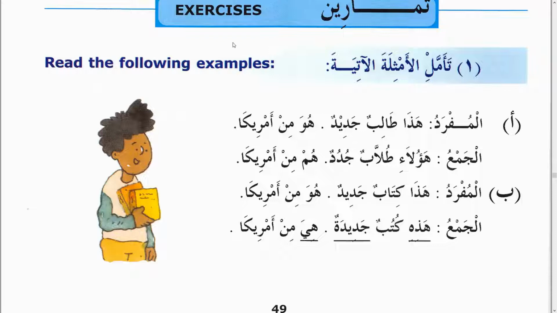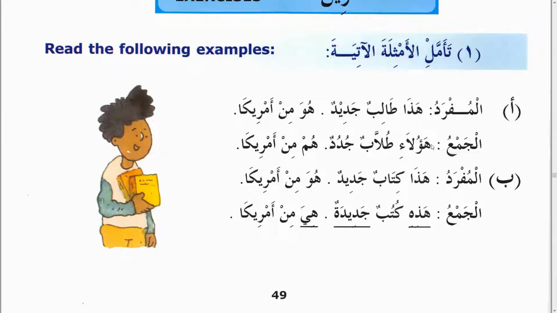So we have an adjective coming here, right? Lesson number 9, we've learned adjectives. And talibun is the man'ud, the thing being described, or sifa mawsuf, right? So هذا طالب جديد. هو من أمريكا. He is from America.